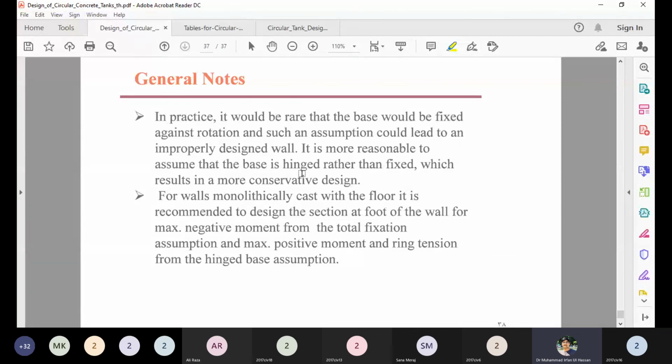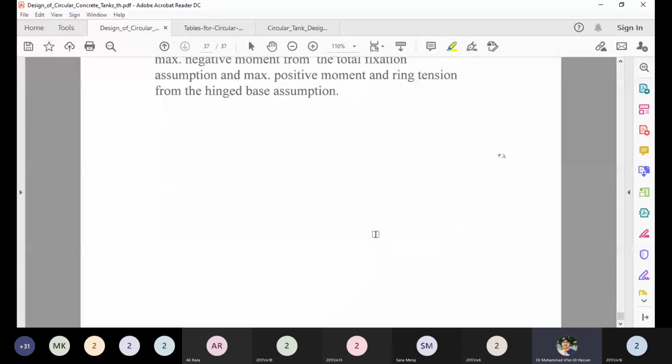This is written also here that it would be rare that the base is fixed, and it's better that the base is hinged for computing the hoop tension. For conservative design, for a wall monolithic with the floor, it is recommended to design the section at the foot of the wall for the negative moment and maximum positive moment also, but the ring tension from the hinge base assumption should be considered.